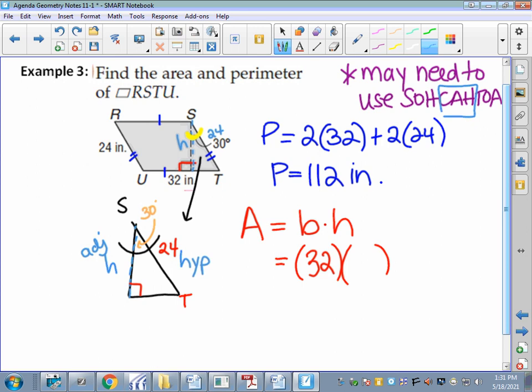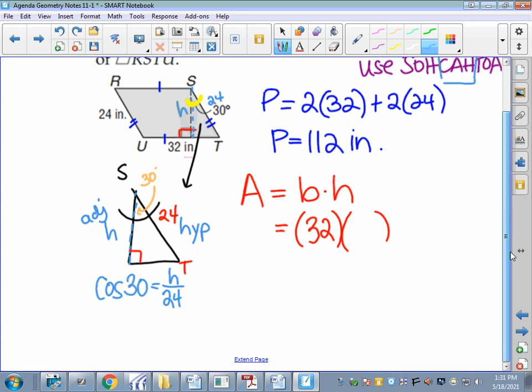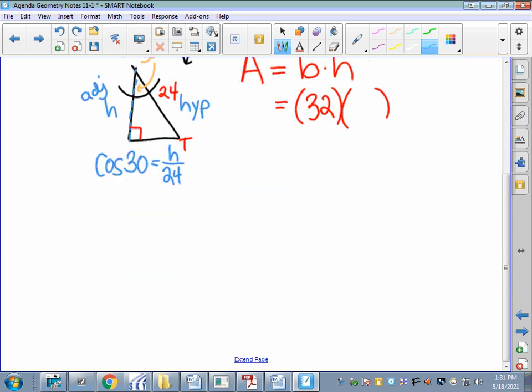Looks like a cosine problem to me. So we're going to do a quick cosine of 30 degrees equals adjacent over the length of the hypotenuse. If you prefer an x in there, feel free to use an x. You can use whatever variable makes you happy. I use an h because it reminds me that that's what I'm finding. So I'm going to multiply both sides by 24.